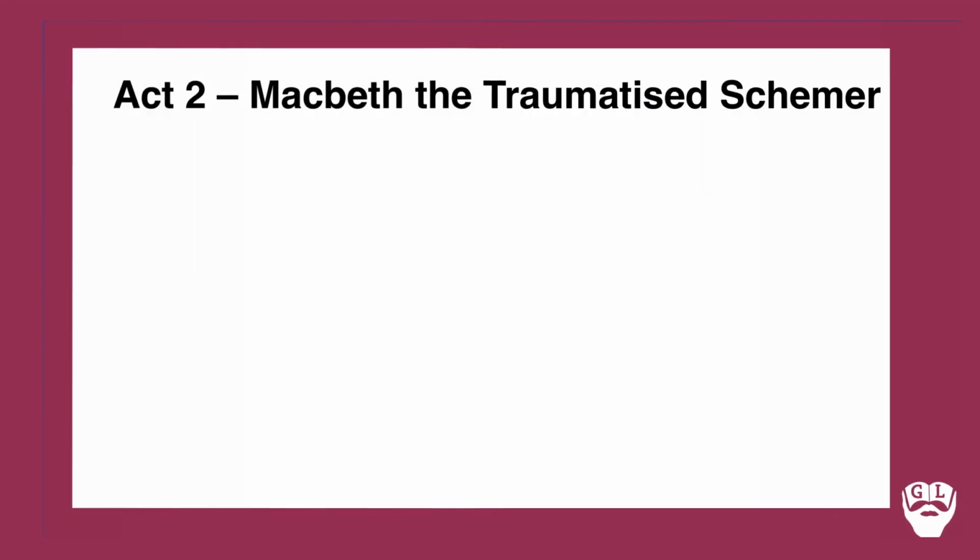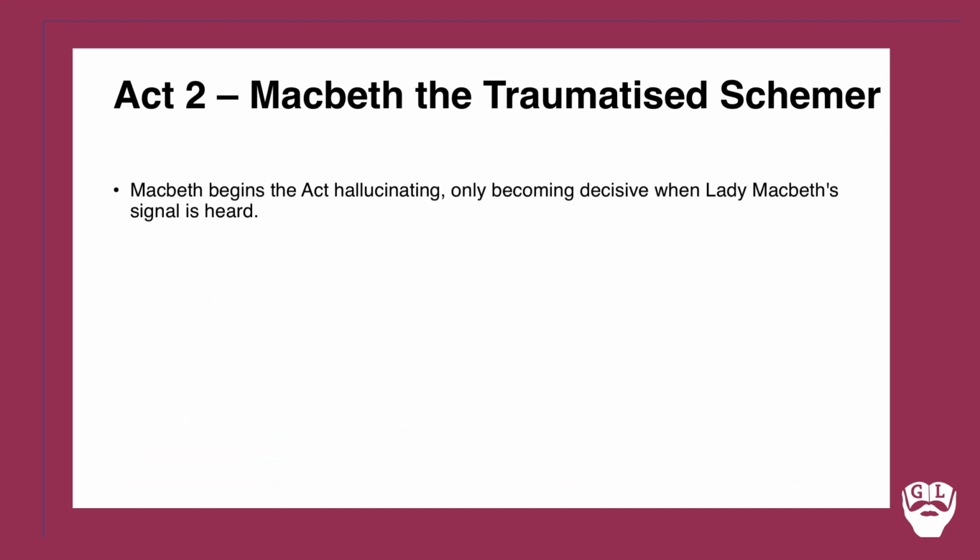As we continue into Act 2, Macbeth becomes the almost traumatized schemer, is what I've called him here, a manipulator, but someone who is unable to hide the traumas of the act he's just committed.